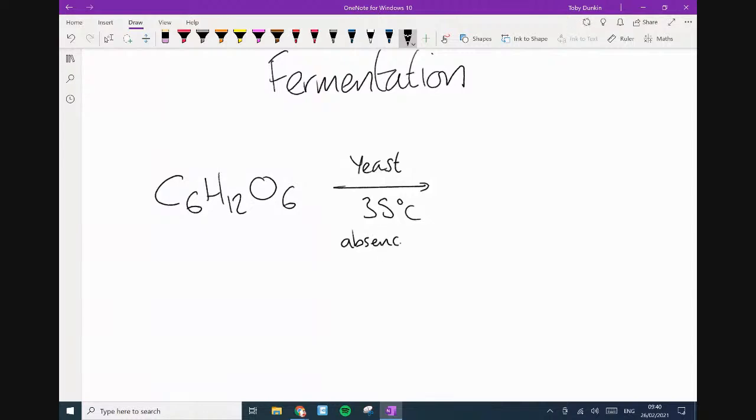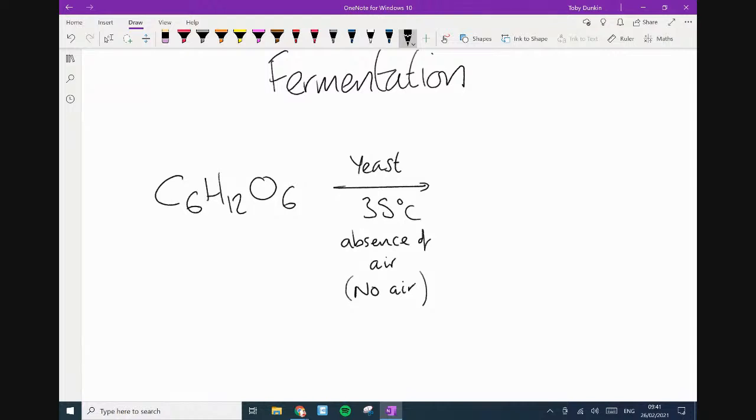Absence of air. What this literally translates to is no air. Yeah, we don't want to give them oxygen. If you do give them oxygen, what are they going to turn the sugar into? They're just going to respire, like we do. They just go through respiration, and they'll turn it into CO2 and water.